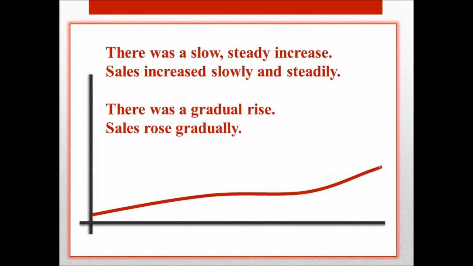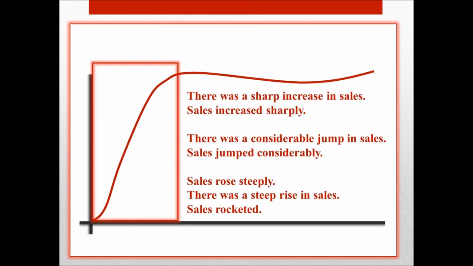There was a slow and steady increase. Sales increased slowly and steadily. There was a gradual rise. Sales rose gradually. There was a sharp increase in sales. Sales increased sharply. There was a considerable jump in sales. Sales jumped considerably. Sales rose steeply. There was a steep rise in sales.